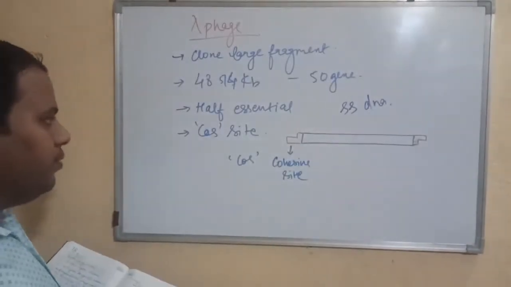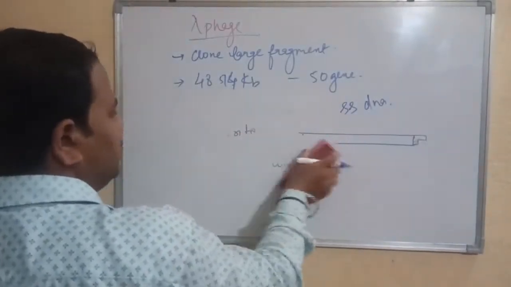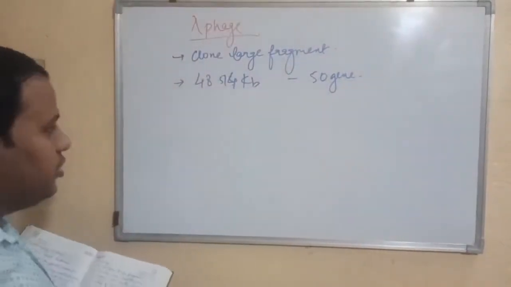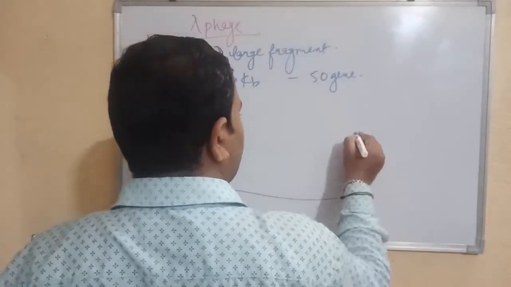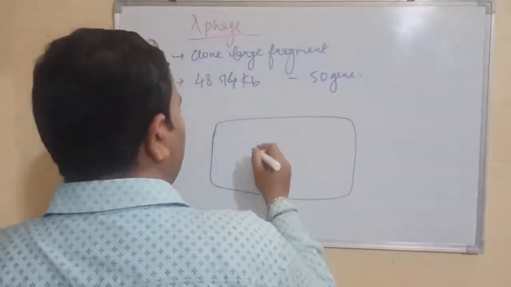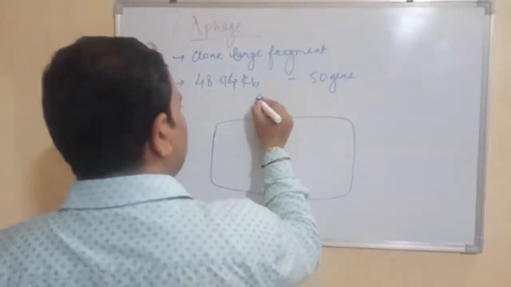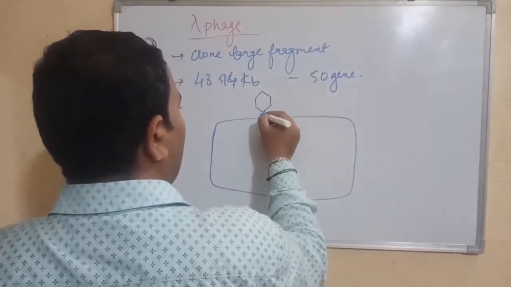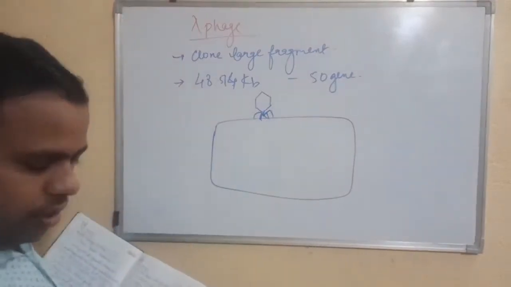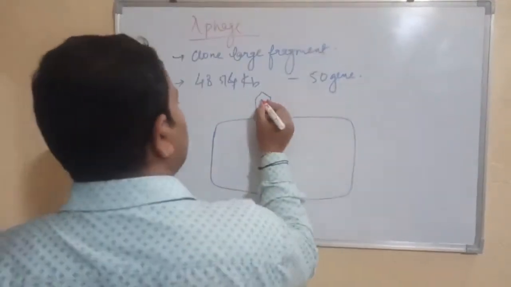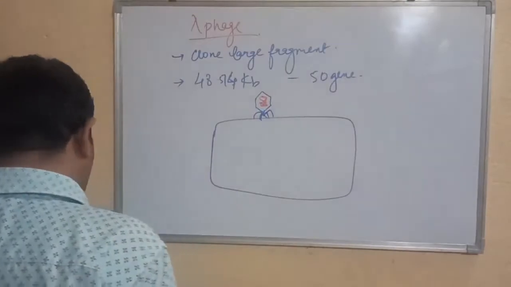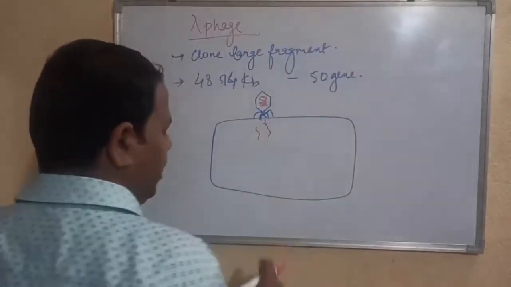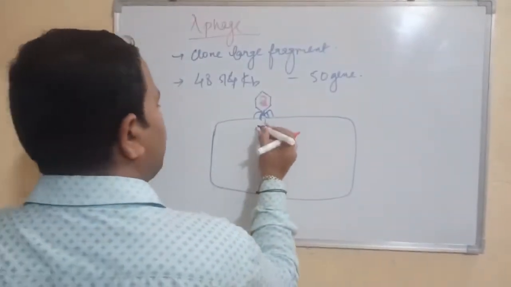First of all, let's see the replication of this Lambda phage and how it infects. Suppose this is the bacterial cell, and the phage is like this. It is having a single stranded DNA, and this single stranded DNA first of all will be injected. There is a presence of cos site on both ends.